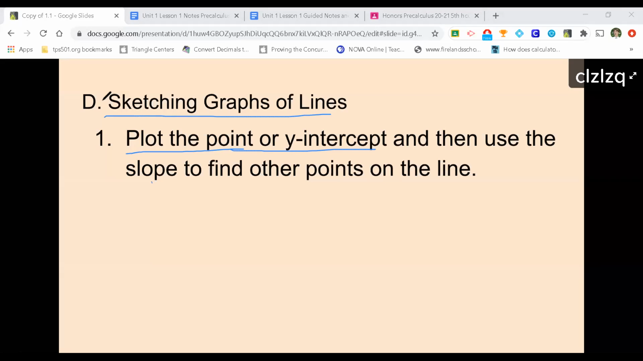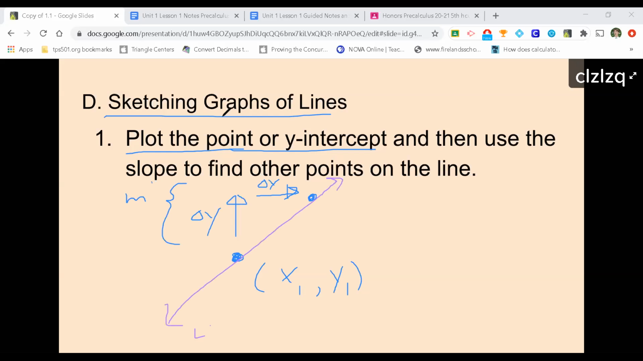So what I mean by that is once you have plotted your point, right? So here's my point, x sub 1, y sub 1. And I need to find another point, right? You need 2 points to draw a line. What I would do is I'd use my slope to find other points. So I would go up the rise, the change in y, and then go over the run, the change in x, to get my second point. Again, that's using your slope. And then you draw your line. Woo! And that's your line.